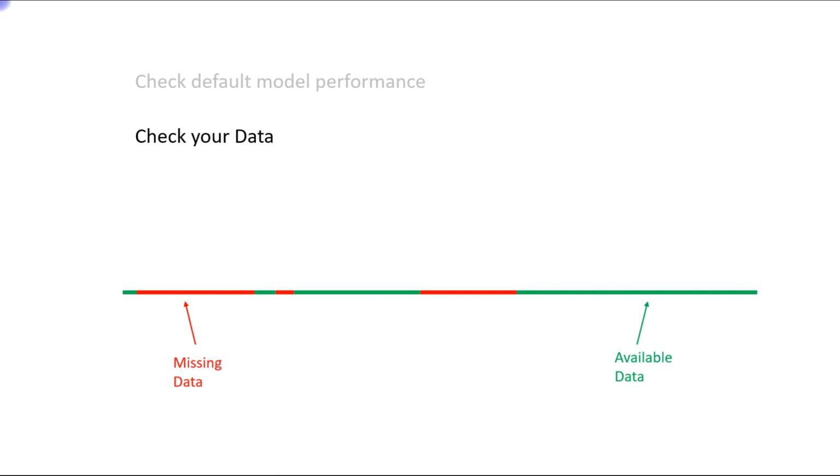Another important thing to check is your data. This is the observation data that you calibrate your model to. Specifically, you have to check where you have missing data and where you have available data. This helps you identify if you have enough data to perform your calibration and also later validation, and also helps you choose the periods for your simulations during calibration.